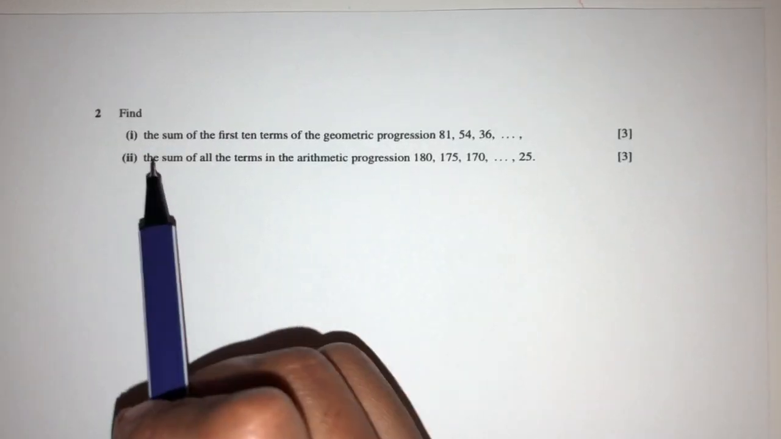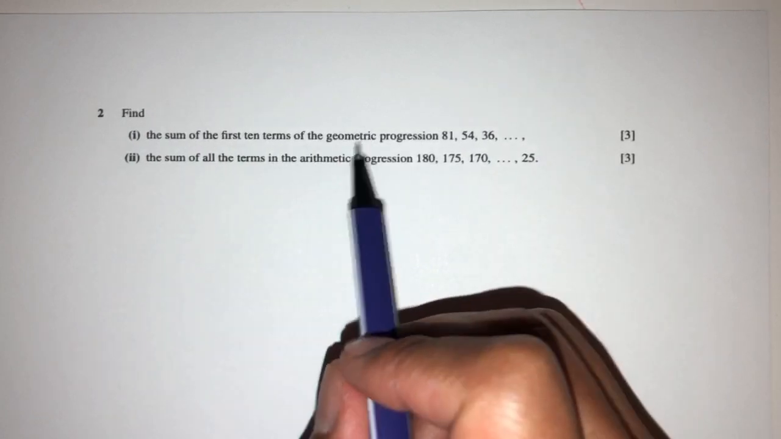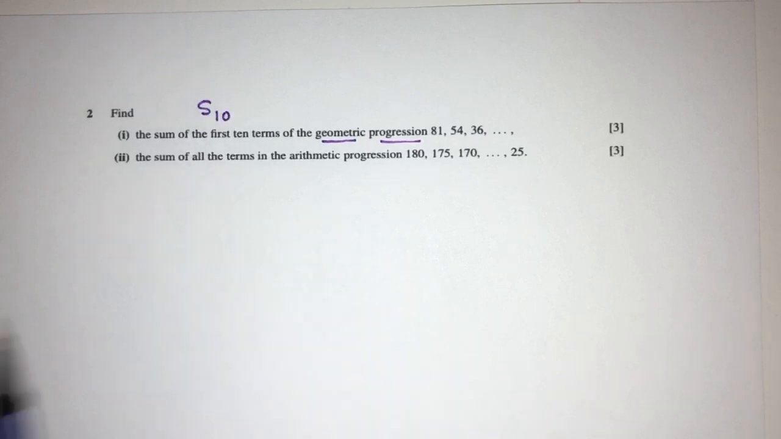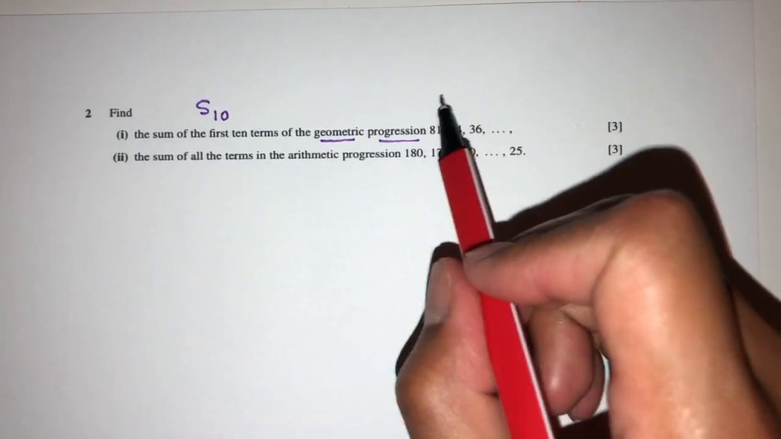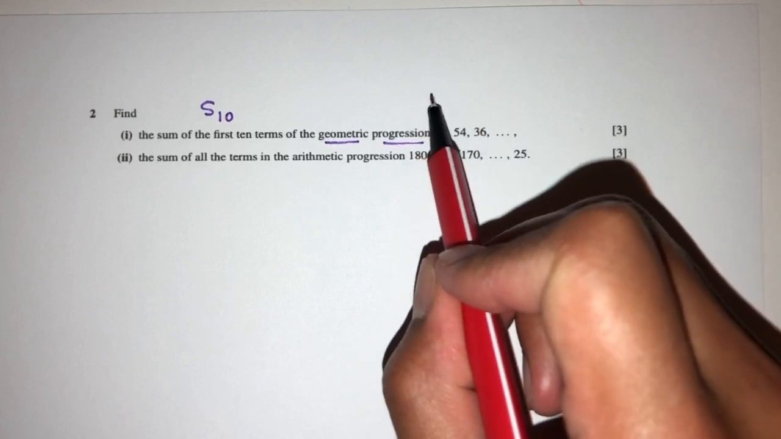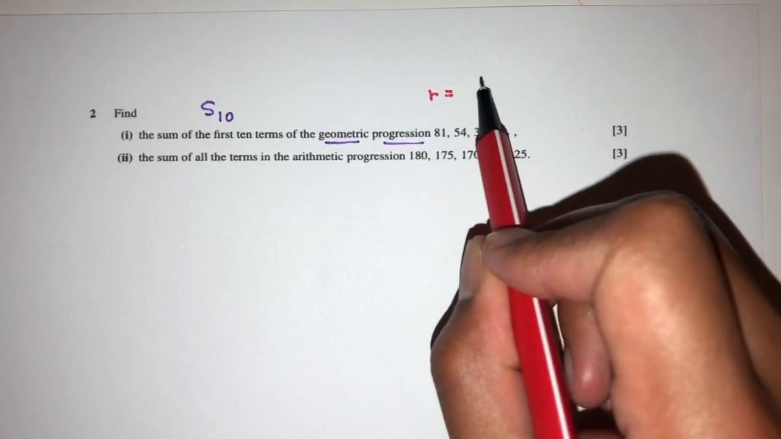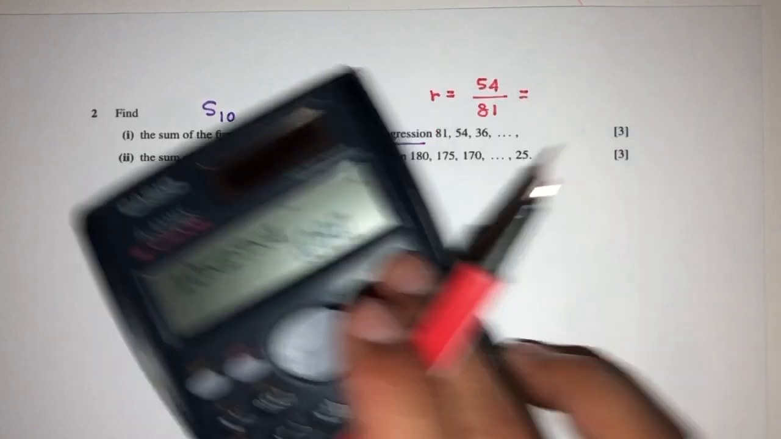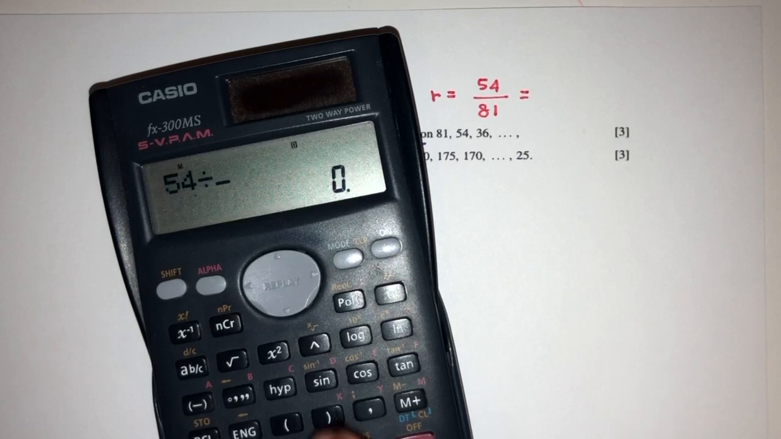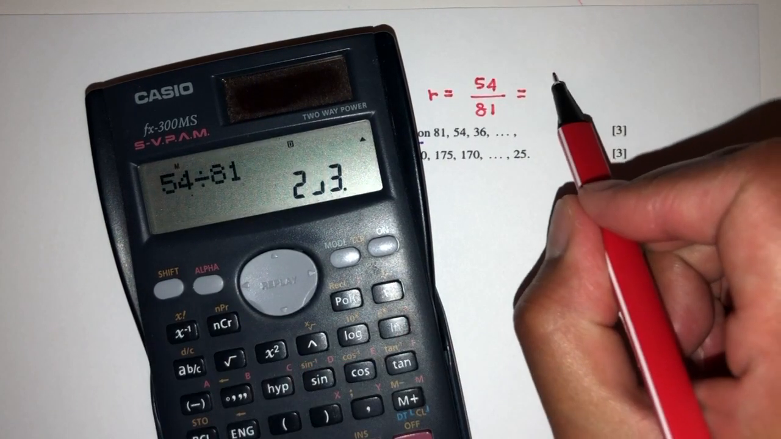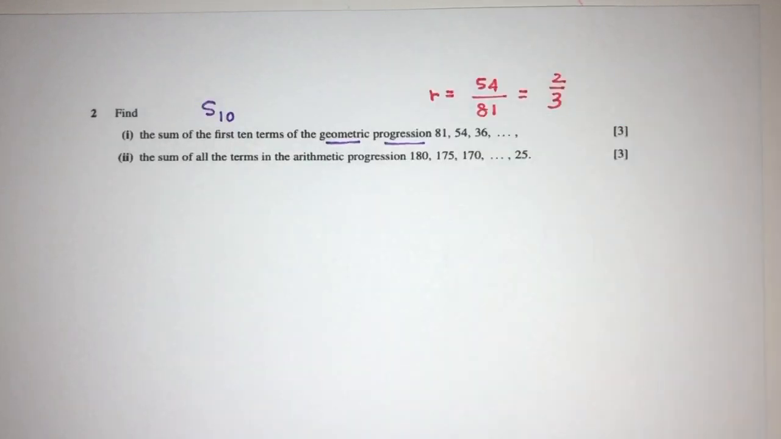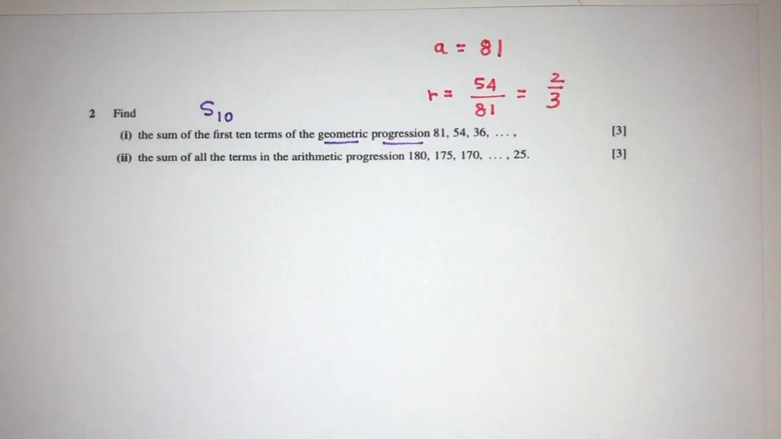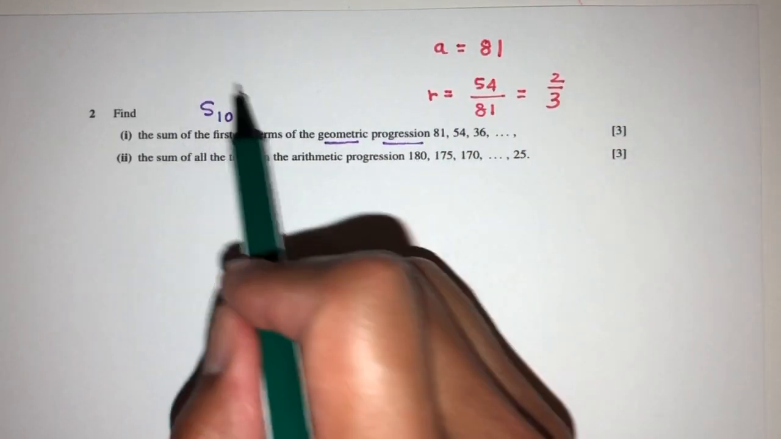Now in this question, part 1, we have to find the sum of the first 10 terms of this geometric progression. So let's see. We have 81, 54, 36. What is the common ratio? R will be the value of 54 divided by the first term. 54 divided by 81, that should be 2 over 3. So this is the value of R. Now we also know the value of A, which is the first term, is 81.